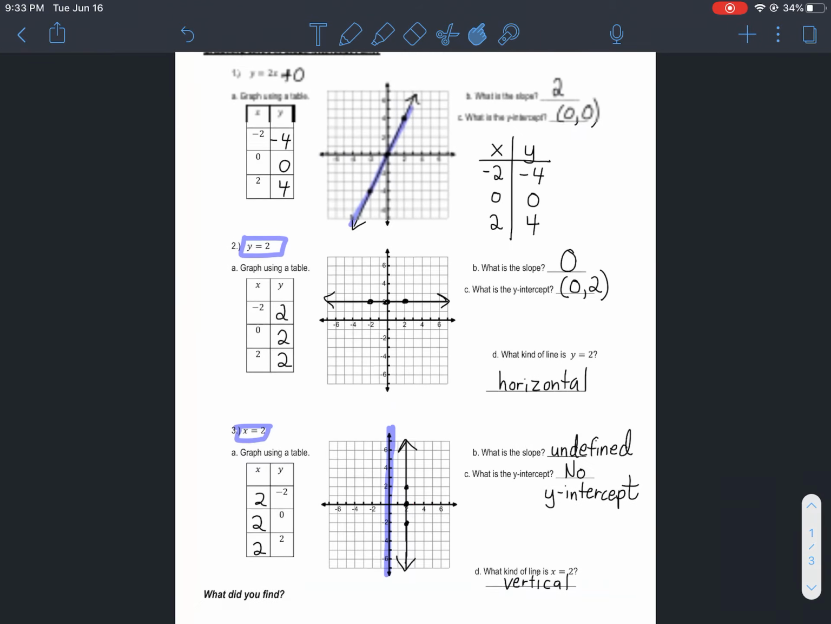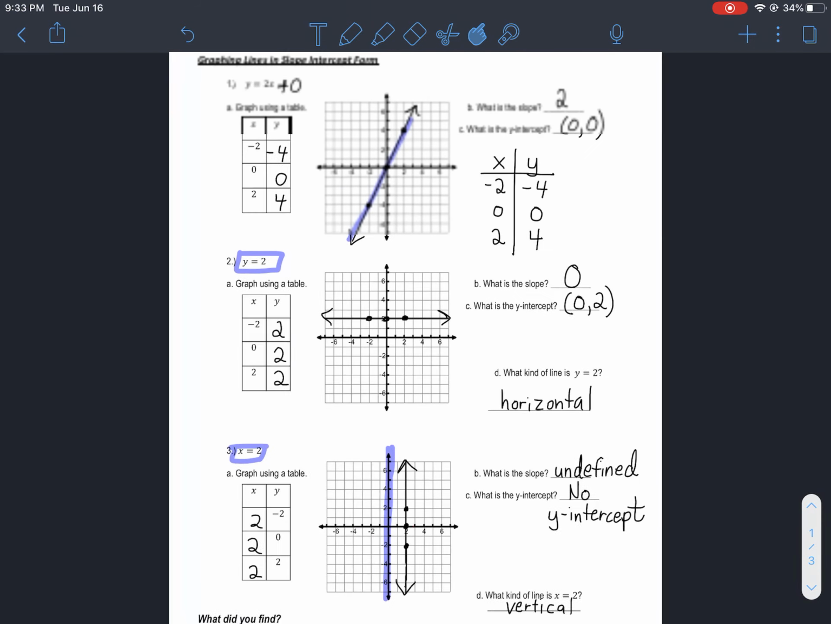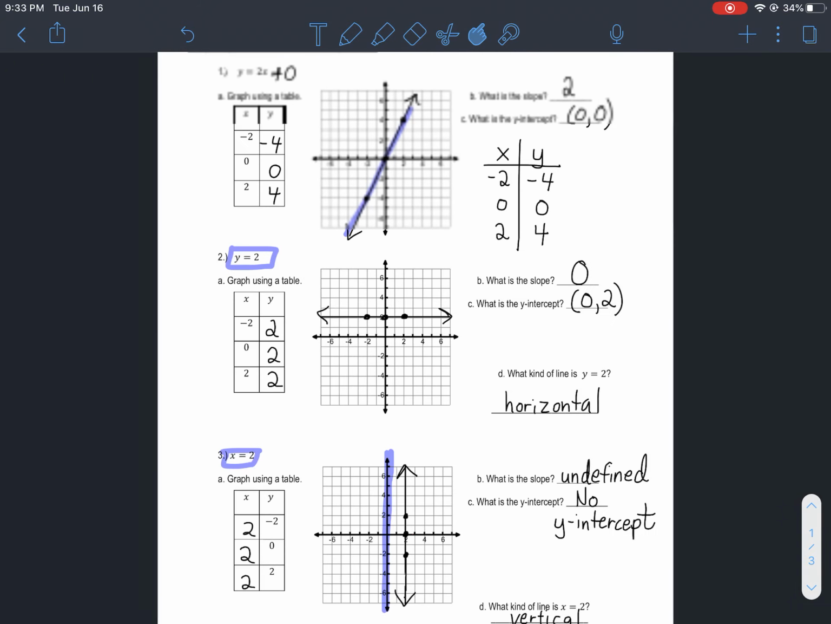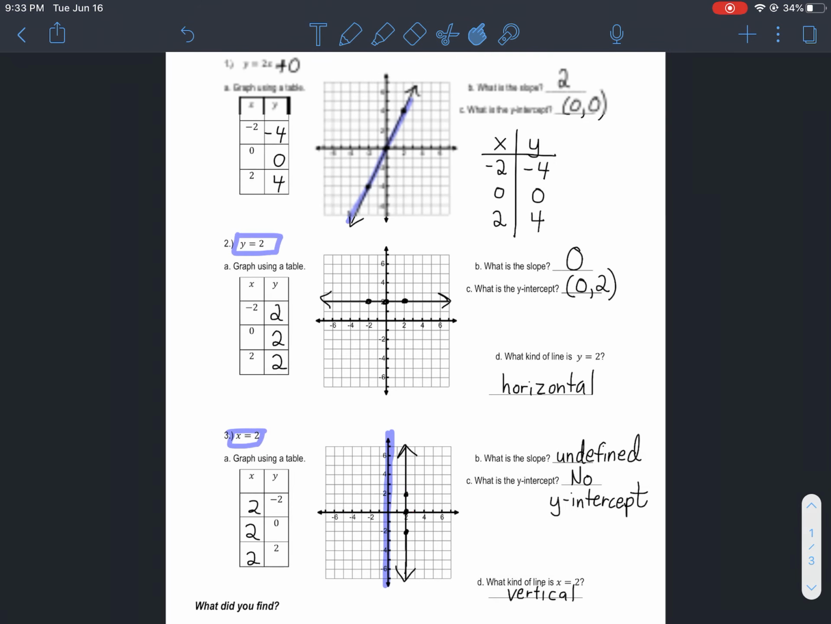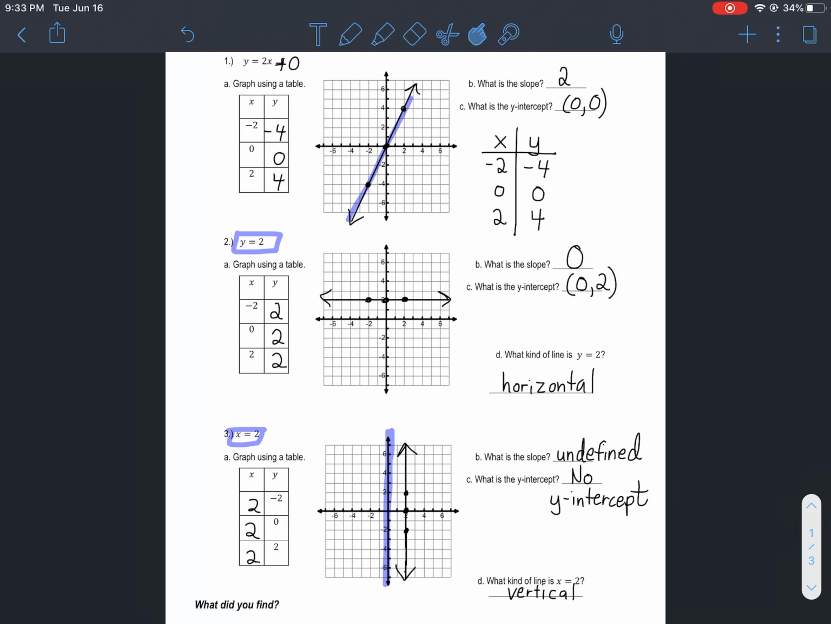Okay, so now let's take a look at our 3 lines here. You can see in number 1, we just had our typical linear equation. It's going up 2 over 1, and we had a slope of 2. In number 2, our slope was 0, and we had a horizontal line. In number 3, we had an undefined slope, and that was when it was a vertical line.